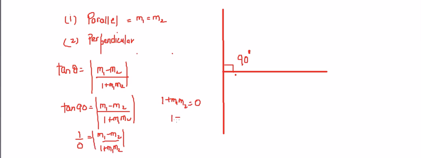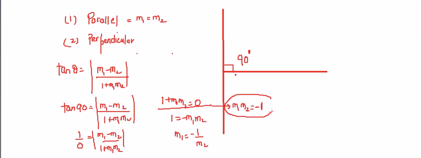So 1 equals minus m1 m2, or m1 equals minus 1 over m2. Either way, you can write 1 plus m1 m2 equals 0, or m1 m2 equals minus 1, or m2 equals minus 1 over m1. Simple. Basically their product should be equal to minus 1.